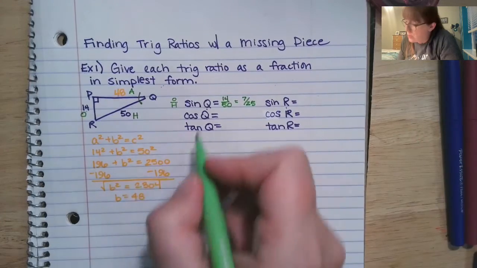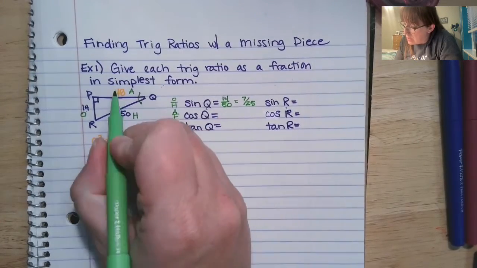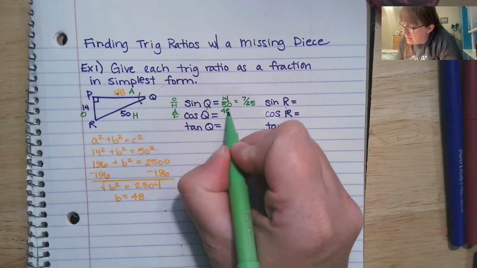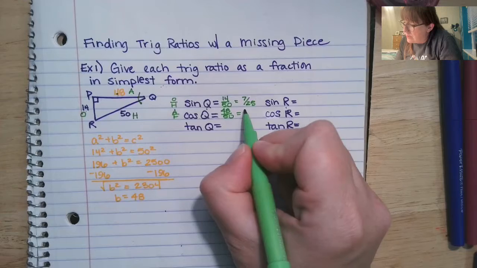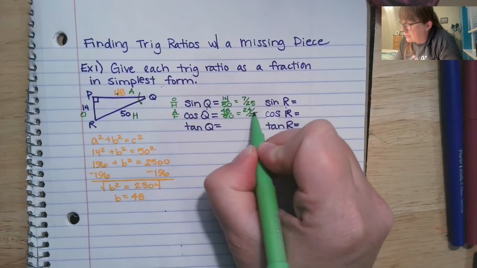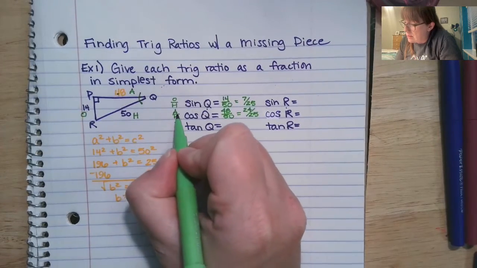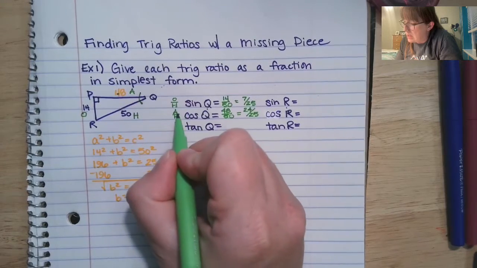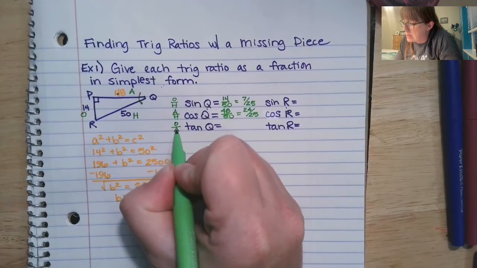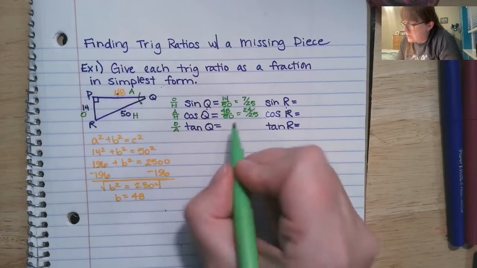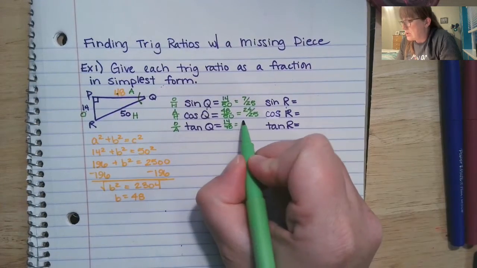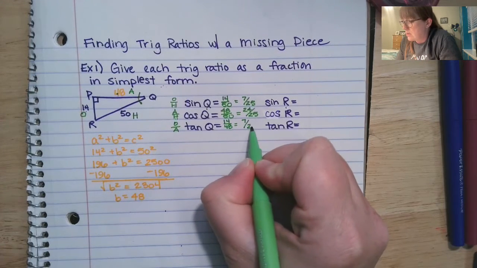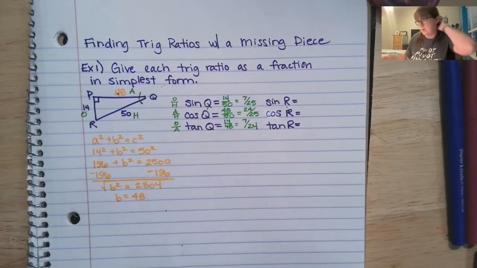Now we're going to do cosine. So adjacent, 48 over 50. Reduce that down, 24 over 25. Tan. Some old hippie caught another hippie tripping on asphalt. So we get 14 over 48 equals 7/24. Okay, so those are all those answers.